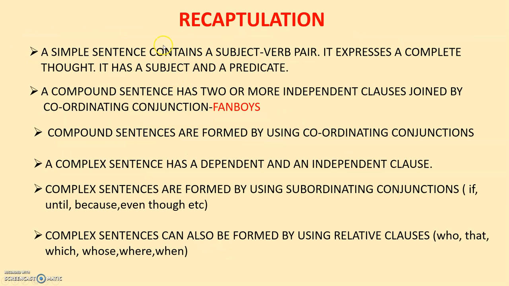So let's have a little recap of what we've already done. A simple sentence contains a subject-verb pair. It expresses a complete thought. It's a complete sentence, okay? It has a subject and a predicate. A compound sentence has two or more independent clauses. Children, please remember, compound sentence, independent clauses, and they are joined by coordinating conjunctions. And how to remember the coordinating conjunctions? I have given you this clue word, fanboys.